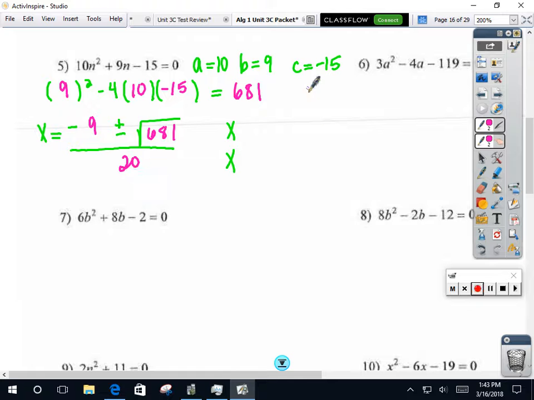Okay, for negative 9 plus the square root of 681 over 20, you get 0.9. And then when you do negative 9 minus the square root of 681 over 20, you get what? Negative 1.8.